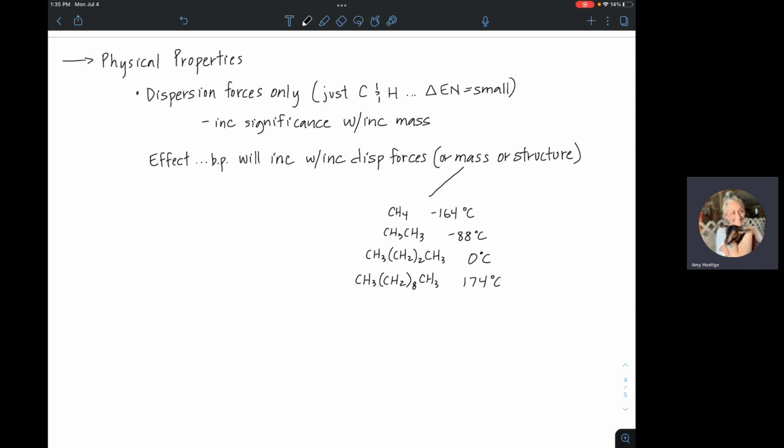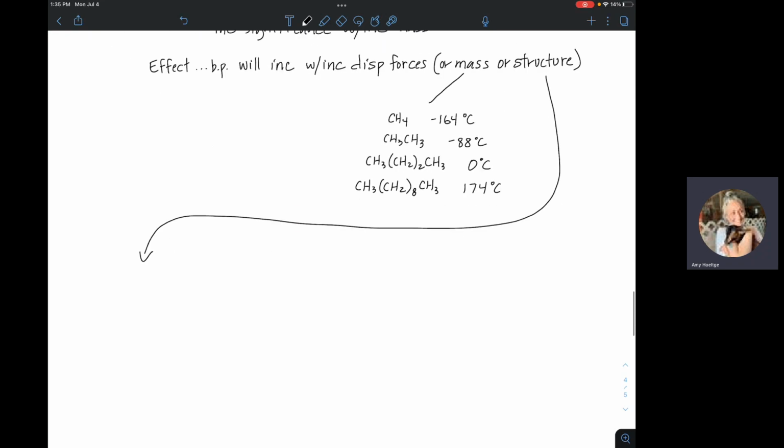So you could change the mass or you could change the structure. So sorry to make this messy, but if we change up the structure, I could have, say, 2, 3, 4, 5. So N-pentane versus isopentane versus neopentane.